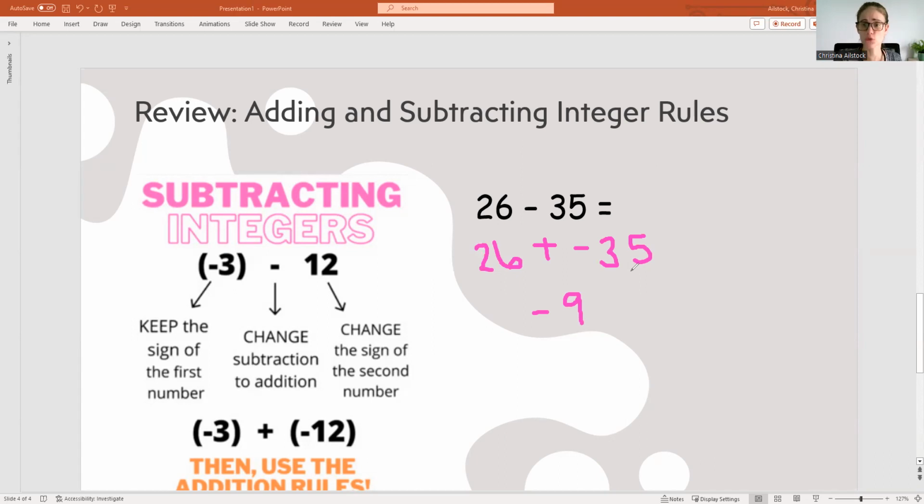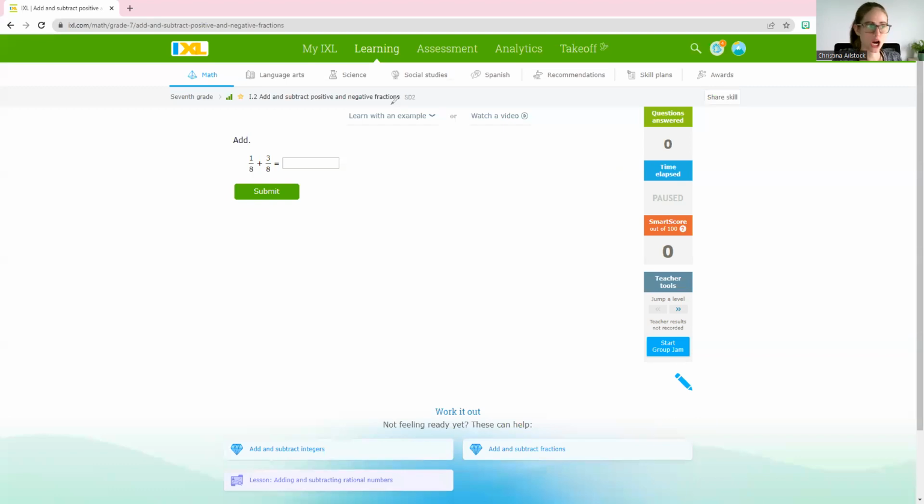All right, let's switch on over to IXL and we can put these two concepts together and practice adding and subtracting signed fractions. All right, here we are in IXL, SD2, add and subtract positive and negative fractions. As always, my quick little plug at the beginning, make sure you remember that IXL has an awesome help video and a way to learn with examples, so you can always use those resources as well.